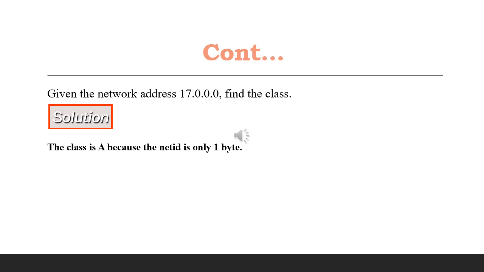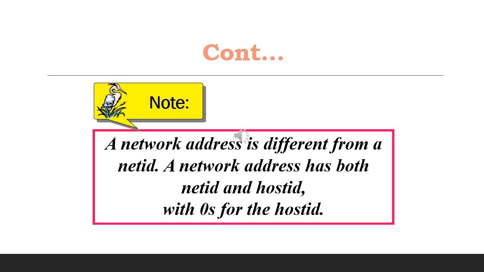The network address has been given and it has a value only in the first octet, and the value is 17 only, and from 0 to 127 we have class A. So it's a class A address. A network address is different from a network ID. A network address has both net ID and host ID, with zeros for the host ID.